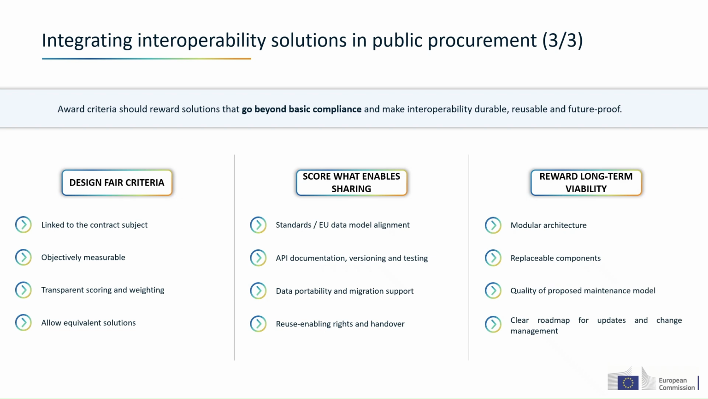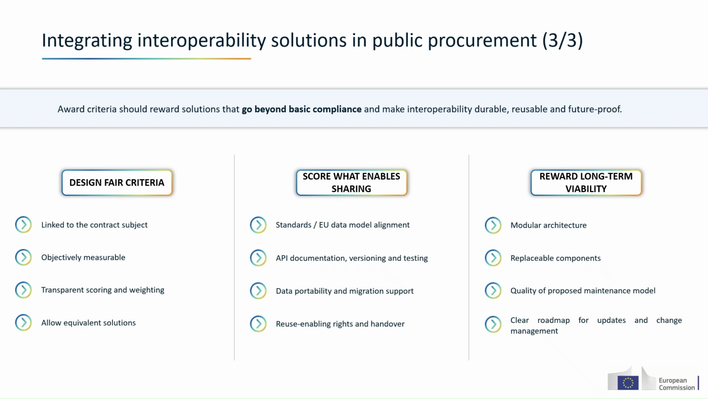This final slide focuses on award criteria. The guidelines make a useful distinction here. Technical specifications set the minimum baseline, while award criteria allow the authority to reward better quality and interoperability. The first column is about designing fair criteria. They must be linked to the contract subject, measurable, transparent, and open to equivalent solutions. This is important because interoperability criteria should improve the procured solution, not favor one vendor, brand, or technical route without justification.